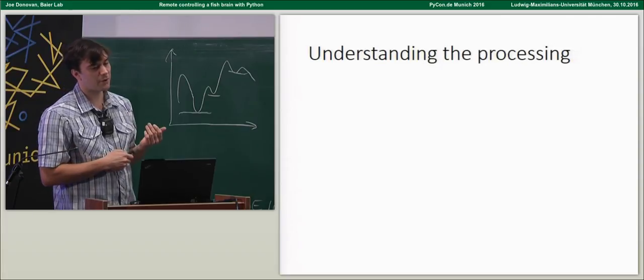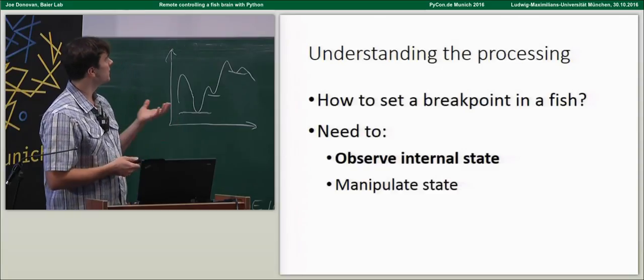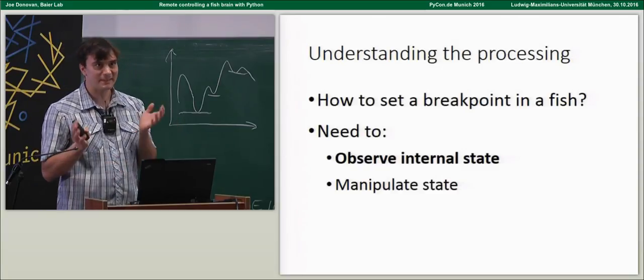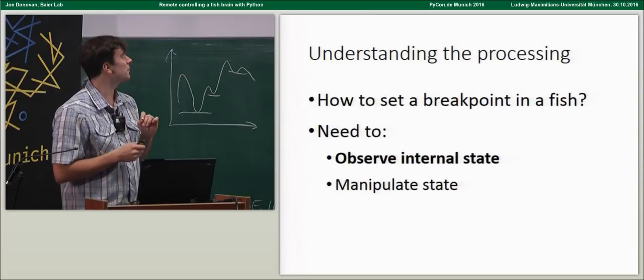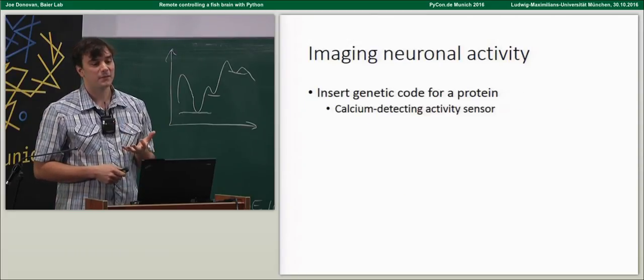So we really want to understand the processing, but how do you set a breakpoint in a fish? Well, what do you want to do? The first thing you want to do is observe the internal state, right? Like at least a print function that tells you what some variable is doing. And it'd be nice if you also could do some manipulation. So how do we look at the activity?